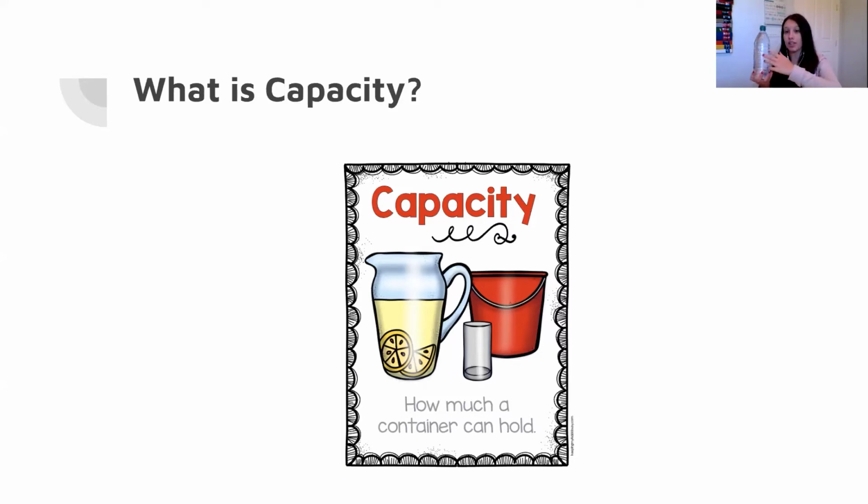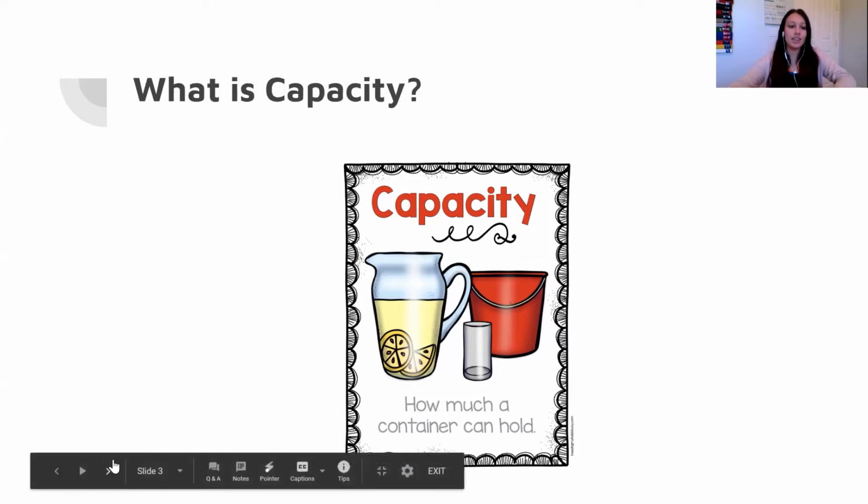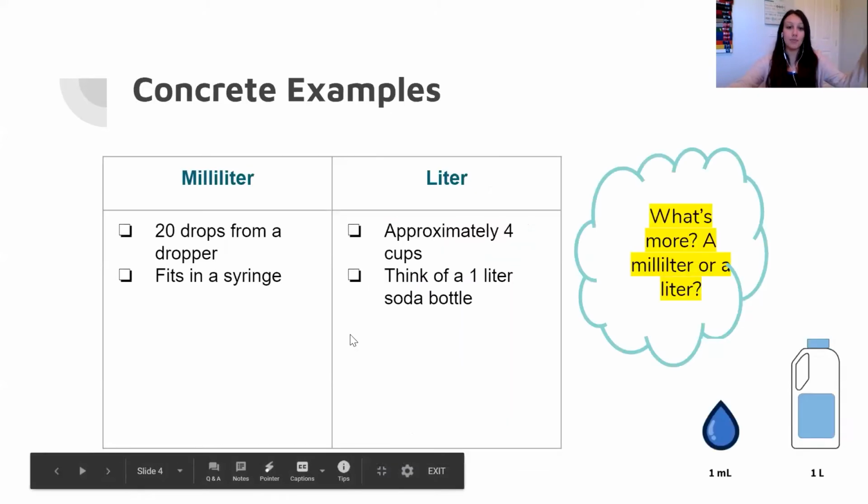I could even have a bucket and we could figure out how much water I could put in the bucket. We could figure out how much water I could put in a bowl. We could figure out how much water I could put inside of a spoon. Anything that can hold liquid, that would be the capacity. How much liquid can it hold? How much can that container hold? So that is what capacity is, and we're going to delve into some examples.